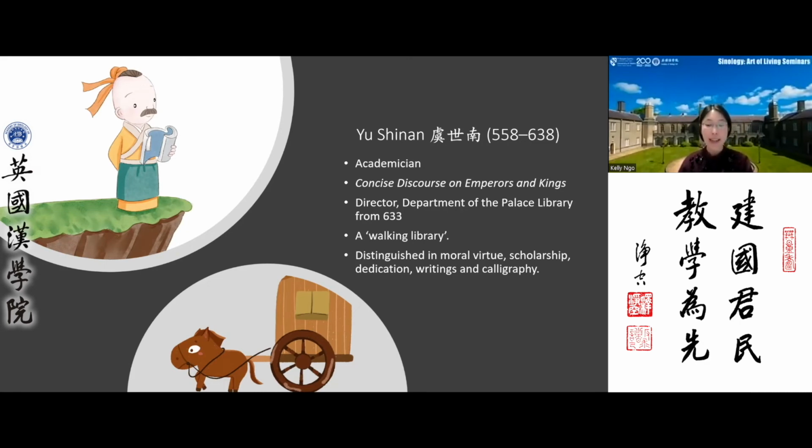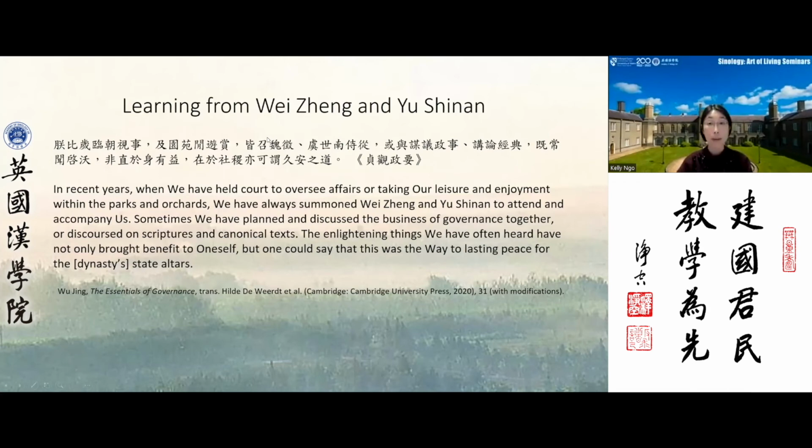Now, you can get an idea. Well, before I go into that, Taizong actually praises Yu Shinan for his distinctions in 5 areas: for moral virtue, scholarship, dedication, writings, and calligraphy. And we sort of get an idea of the close working relationship between Taizong and Wei Zheng and Yu Shinan, from this passage attributed to Taizong, where he remarks that in recent years, when we have held court to oversee affairs or taken our leisure and enjoyment within the parks and orchards, we've always summoned Wei Zheng and Yu Shinan to attend and accompany us.